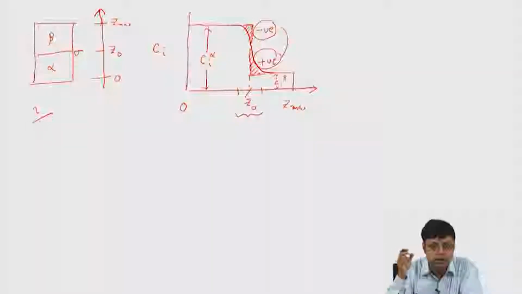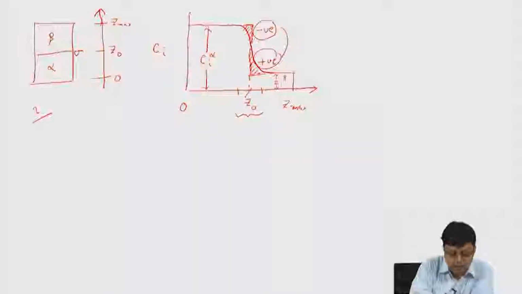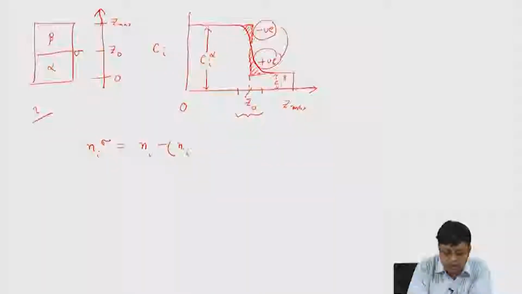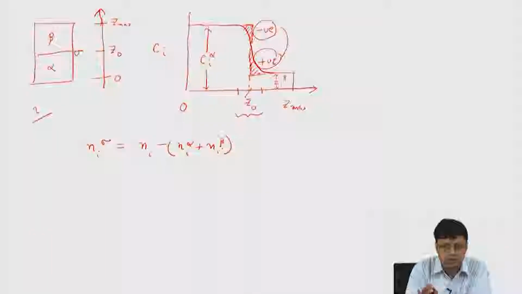Now, the question is how do you formulate the thermodynamics of this problem. To begin with, we will just do the mass balance, in the sense that we know that the total number of molecules in the interfacial region for the ith species will be nothing but the total number of molecules minus the number of molecules in the alpha phase plus the number of molecules in the beta phase. That would always be true.